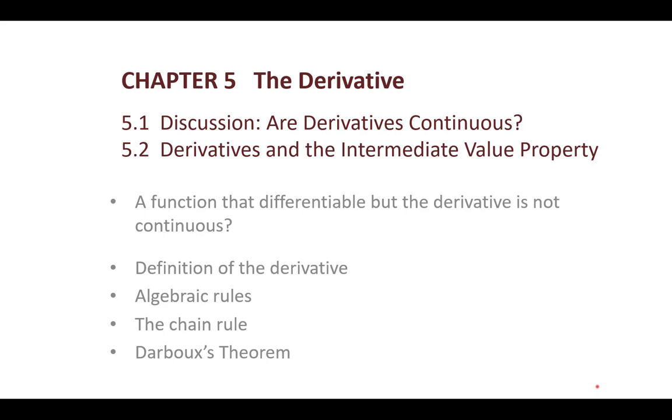Welcome back. Today we begin Chapter 5, the derivative. Chapter 5 is short. We'll only take a look at 5.1, 5.2, 5.3. In 5.1, we see some interesting examples of a function that is differentiable everywhere, but where the derivative is not continuous. In 5.2, we tackle the official definition of the derivative, and we see some interesting consequences.